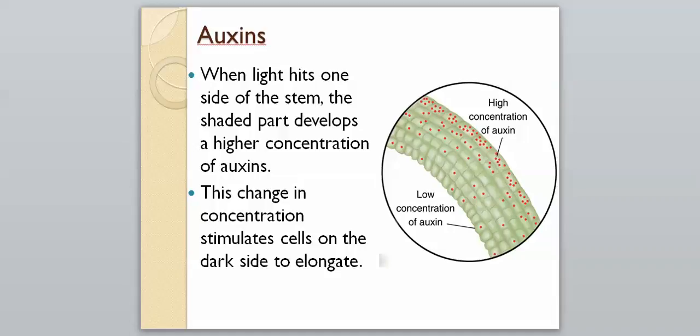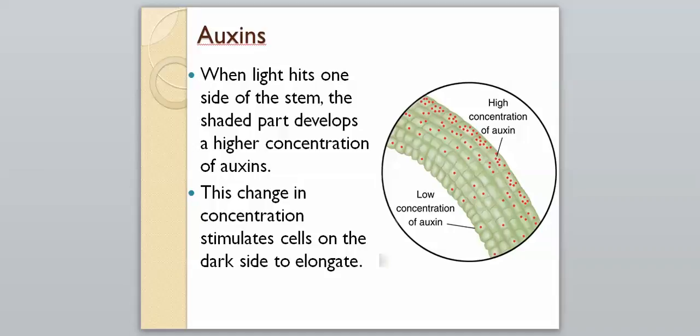Some more specifics on how auxins work: when light hits one side of the stem, the shaded part develops a higher concentration of auxins. The light hits one area, and that's where our low concentration occurs. The shaded part develops a higher concentration. This change in concentration stimulates cells on the dark side to elongate. When they have a high concentration of auxin in their cells, they will elongate.